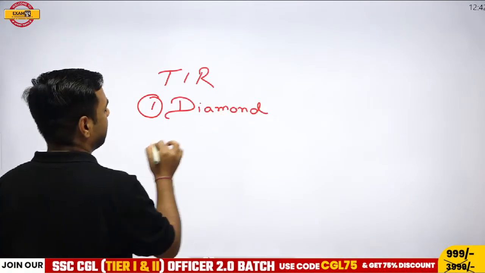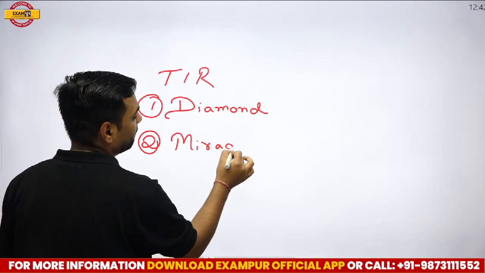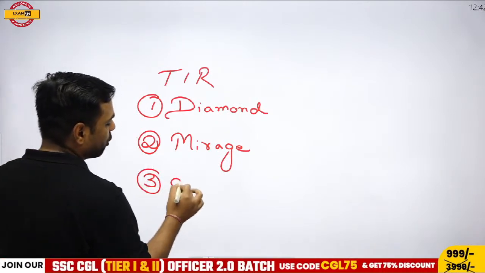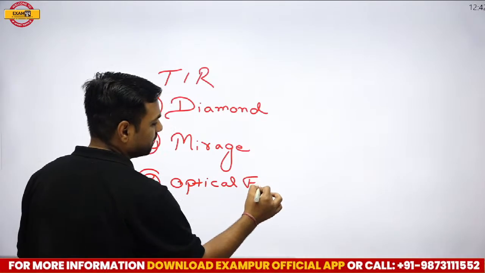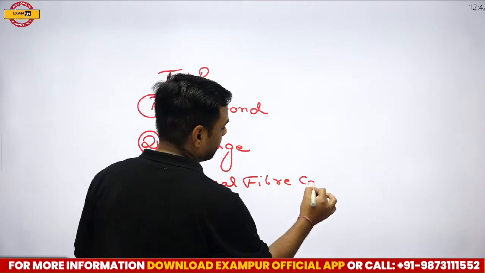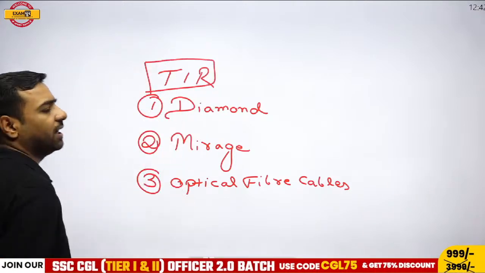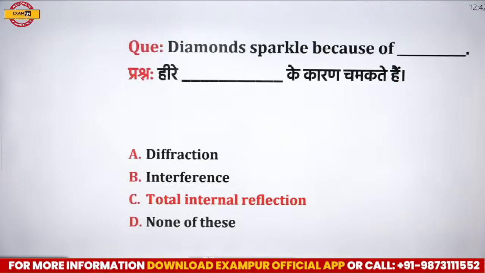The second application, apart from the shining of diamond, is the mirage, where we have an optical illusion of water. Apart from that, we can talk about optical fiber cables, which are asked again and again in the examination. So these are the important applications of TIR, right? Okay, let's move forward to the next question now.